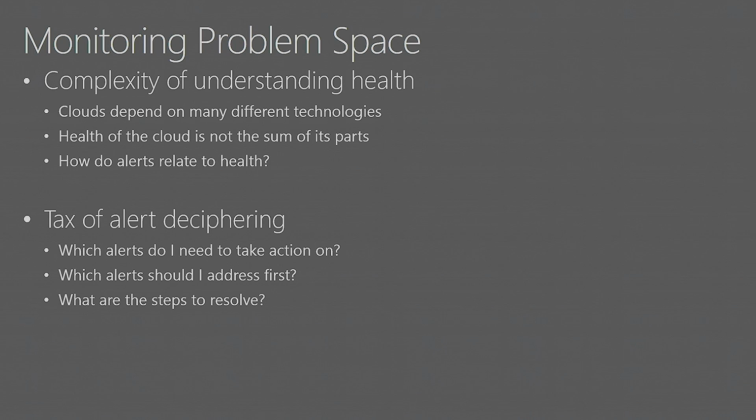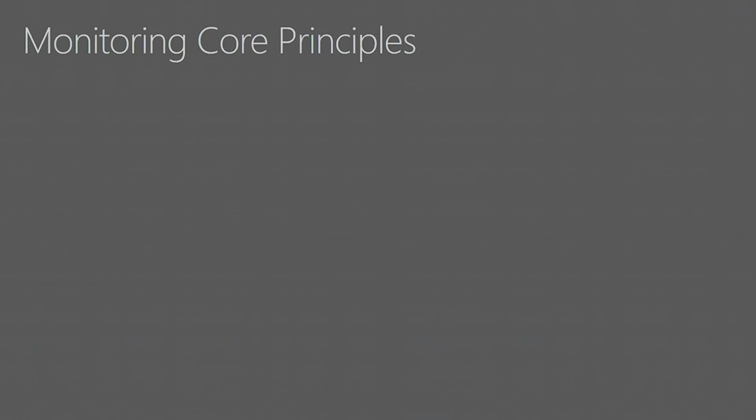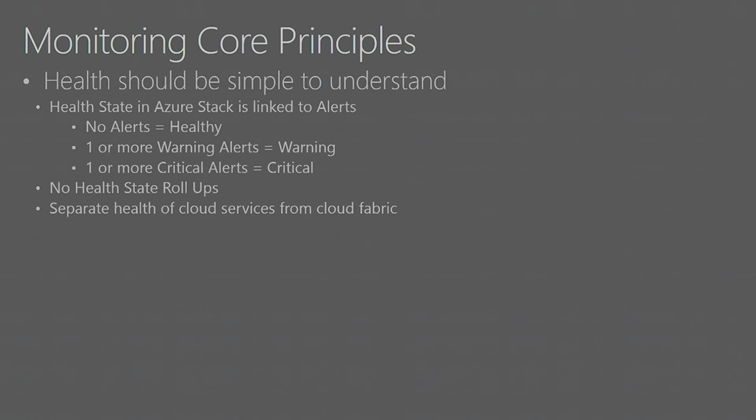I know I did. So we set out some core principles as we looked to design the monitoring solution for Azure Stack. The first was that health should be very simple to understand. So we've directly linked health state to the presence or absence of an alert. If there's no alerts for a given component, that component will be healthy. If there's one or more warning alerts, we'll be marking the health state of that component to be in a warning state, and likewise for critical alerts.